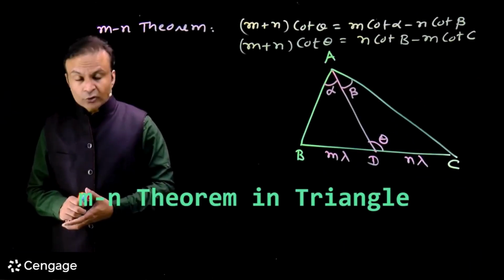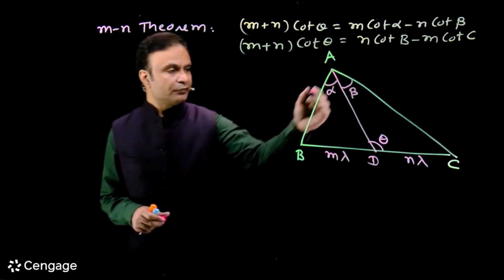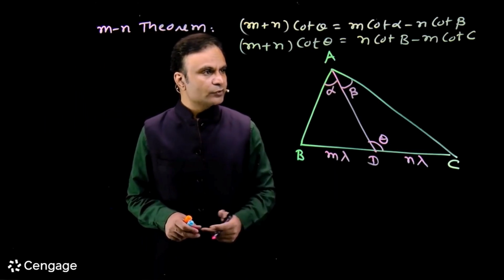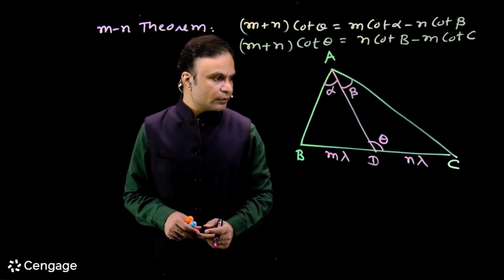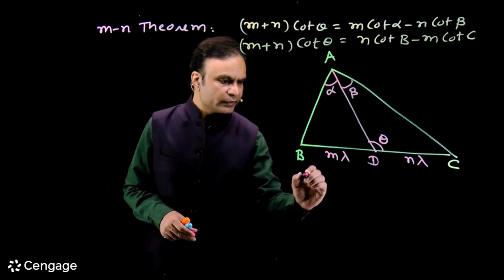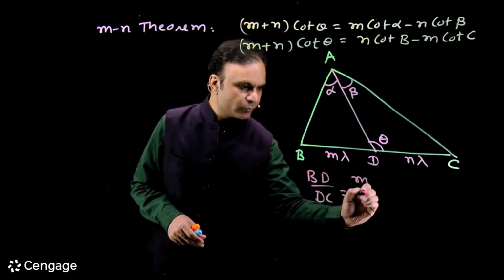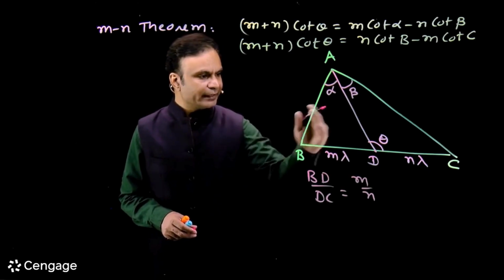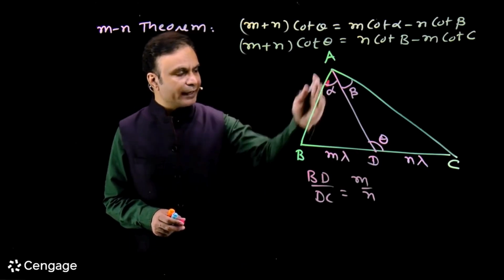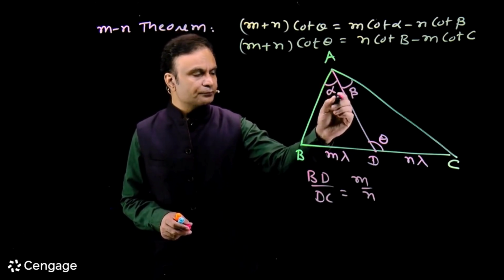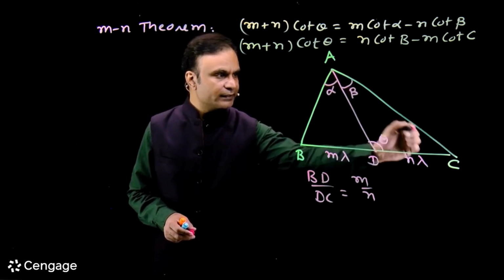Okay, now we have one more rule in triangles called the Mn theorem. The theorem is like this. We have triangle ABC, and a line through vertex A meets the opposite side BC at D. D divides BC in the ratio m upon n, so BD upon DC is equal to m upon n. The angle between the line and BC is theta.